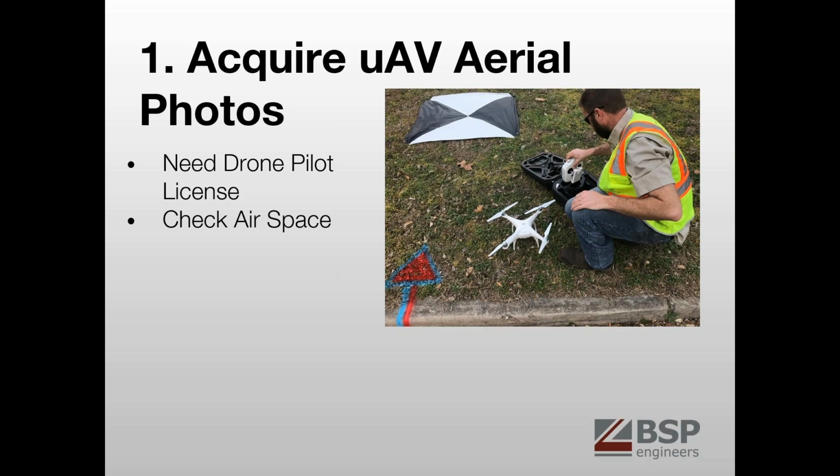Obviously, before you get out and fly your project, we need to check our airspace. So in general, there are different classes of airspace. Free airspace up to 400 feet is called G airspace. So most of this particular project, we did have G airspace, so it wasn't a lot of issues with getting our clearance for flying our drone.